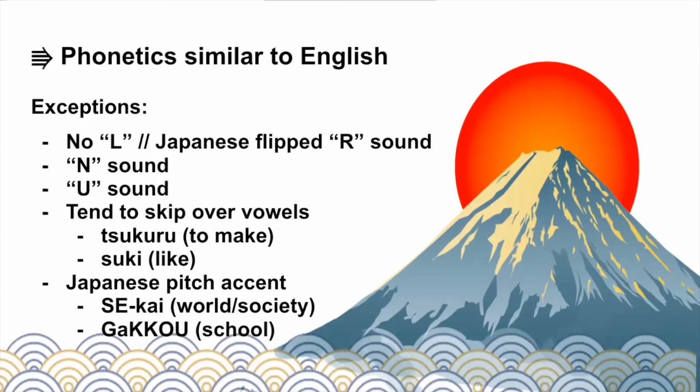And the U sound is a little bit different too. So say we're saying haru, which is the word for spring. It's not haru. It's haru, not u. Okay. And they tend to skip over vowels as well. So these words, tsukuru and suki, we would probably pronounce tsukuru or suki, but they just go tsukuru and ski.